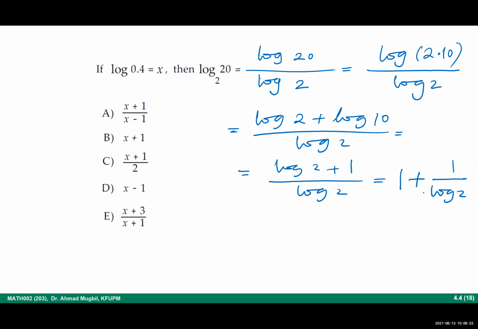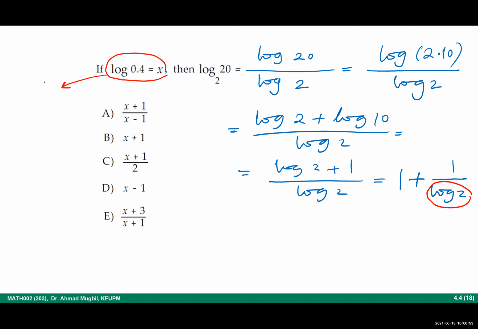The question is, what is log 2? So we need log 2. So what we will do, we will use what we have to find what we want. So this is what we have. So we need to look at this.